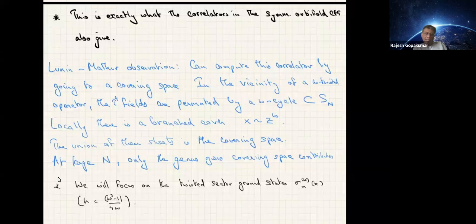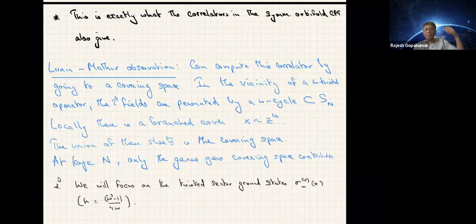And why is that? There's an old observation due to Lunin and Mathur that you can compute the correlator in a symmetric orbifold by going to a covering space. Remember what I said: when you have a w twisted sector, you can think of the T^4 fields as being permuted by a w cycle inside the symmetric group. And this permutation means that locally you can go to a branched cover. So what Lunin and Mathur introduced was, from the x space, a branched cover z to the w, such that the fields are single valued on that branched space.